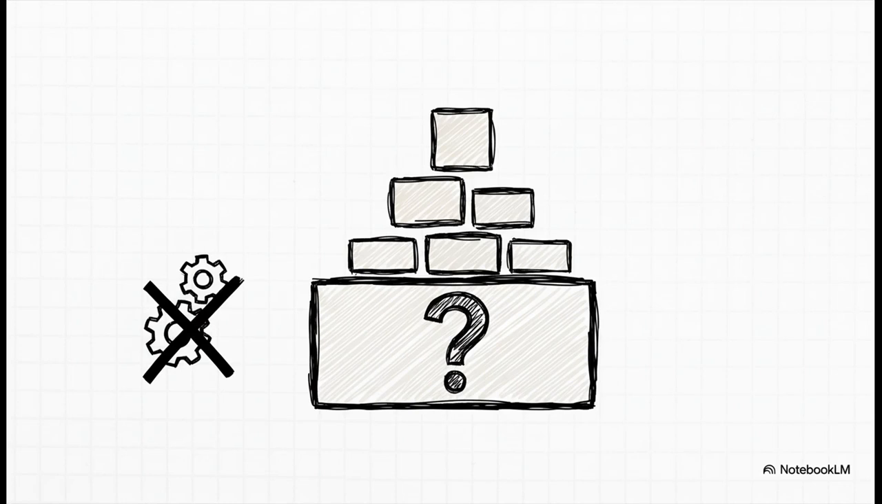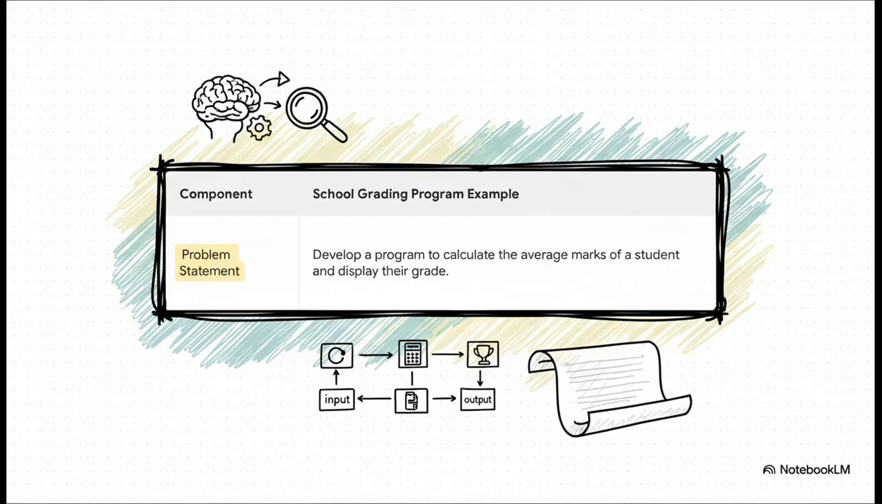First things first, the absolute foundation of the whole thing: the problem statement. This is your mission, and it needs to be as clear and simple as possible. It's all about the what, not the how. Okay, take a look at our example for the grading program. See how specific that is? There's no guesswork here. A teacher, a developer, even a student, anyone can read that and know exactly what the goal is. No ambiguity means no wasted time building the wrong thing.